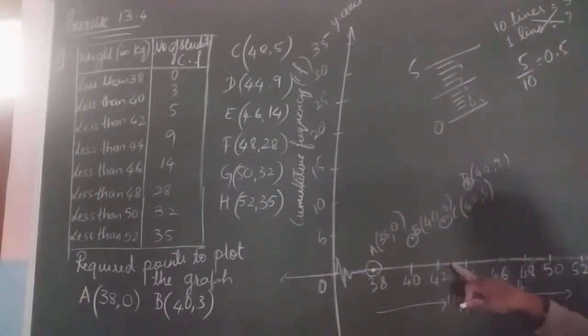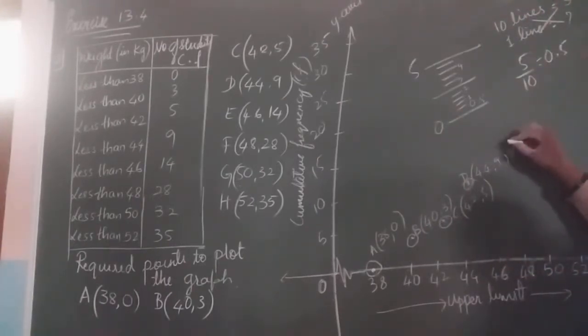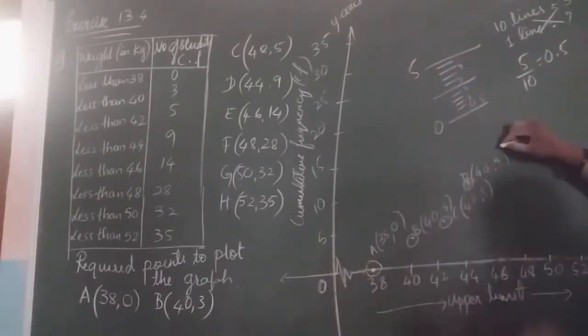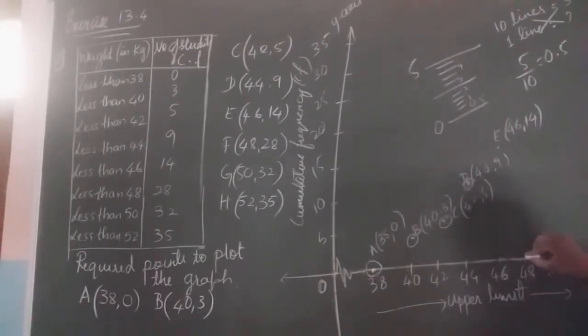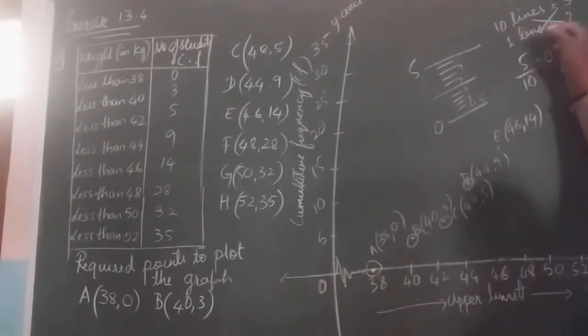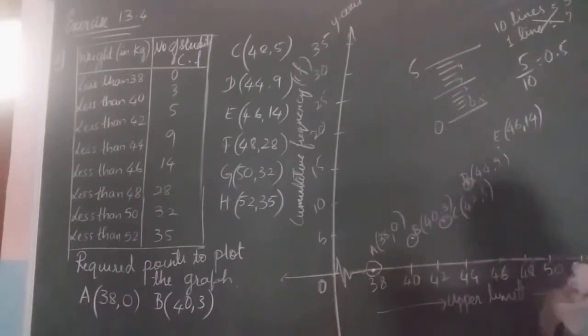Next 42 to 5. Next 44 to 9. Next 46 to 14. After 10 you have to count how many lines it will be. 14 means here it will be the 6th, 7th, 8th line, it will be 14. So it is E 46 to 14. Next 48 to 28. After 20, 21, after 25, 28 it will be.